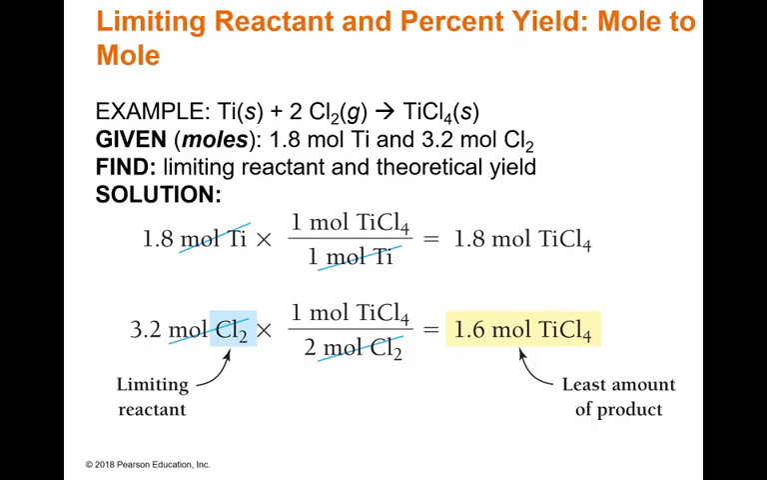Now we apply the mole ratios. From the equation Ti plus 2 Cl2 produce TiCl4, we see 1 mole Ti produces 1 mole TiCl4. 2 moles Cl2 produce 1 mole TiCl4. So 1.8 moles Ti produce 1.8 moles TiCl4. 3.2 moles Cl2 times 1 mole TiCl4 over 2 moles Cl2 equals 1.6 moles TiCl4. Chlorine gas produces less titanium tetrachloride, so chlorine is the limiting reactant. And the theoretical yield is 1.6 moles titanium tetrachloride.